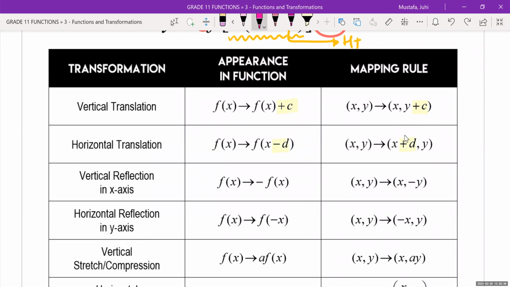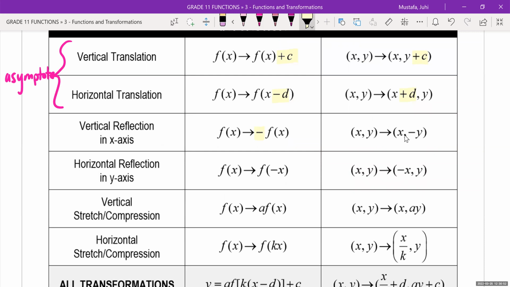So we can just make a little point right here that if you are drawing asymptotes, just look out for a horizontal and vertical translation and be mindful of that. Then, oh, we forgot reflections. If you have a negative sign on the outside, that is a vertical reflection in the x-axis. It's going to be added onto your y or multiplied to your y. And if you have a negative sign inside, that is a horizontal reflection in the y-axis, and that's going to be multiplied to your x.